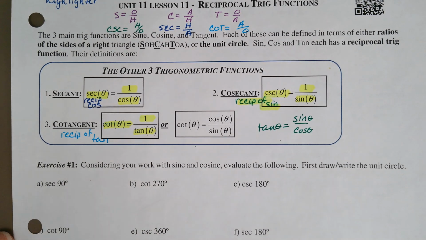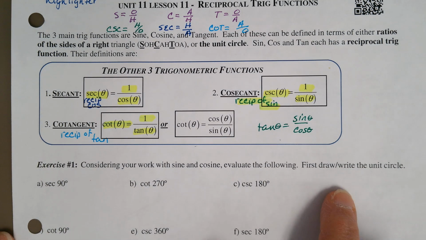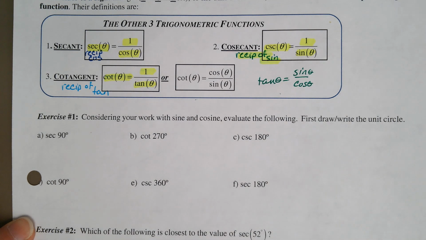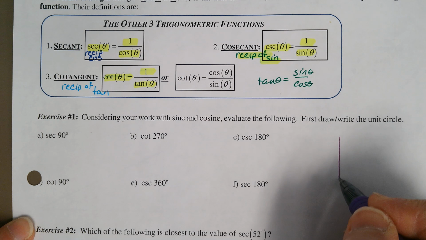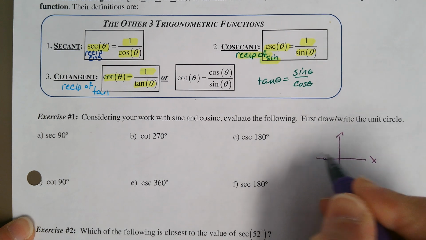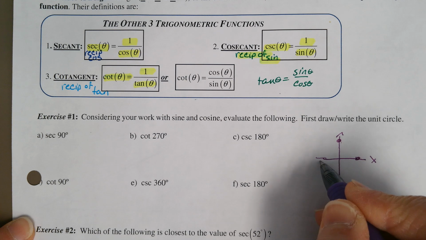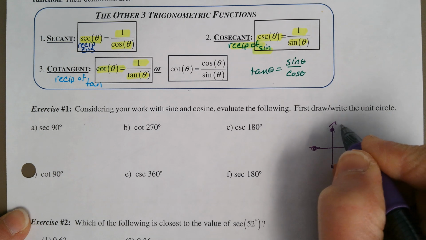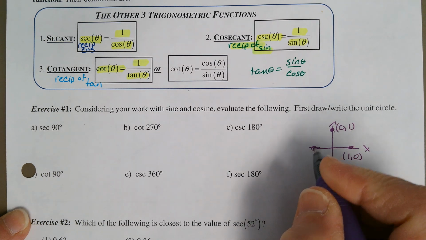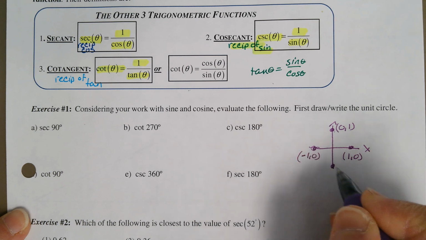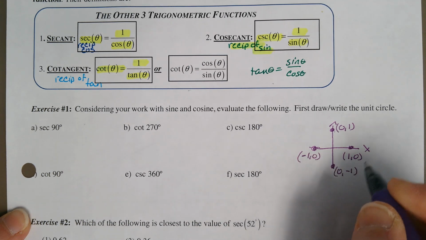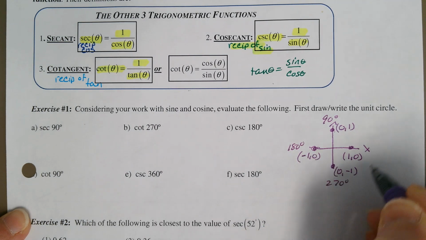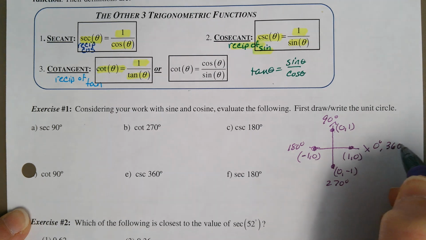Considering our work with sine and cosine, evaluate the following. First, draw or write the unit circle. Okay, so we have some space here, so let's write down our unit circle. The 4 points, the coordinates 1, 0, 0, 1, negative 1, 0, and 0, negative 1. And if you want some angle measures, 0, 90, 180, 270, and 360 are quadrantal angles.